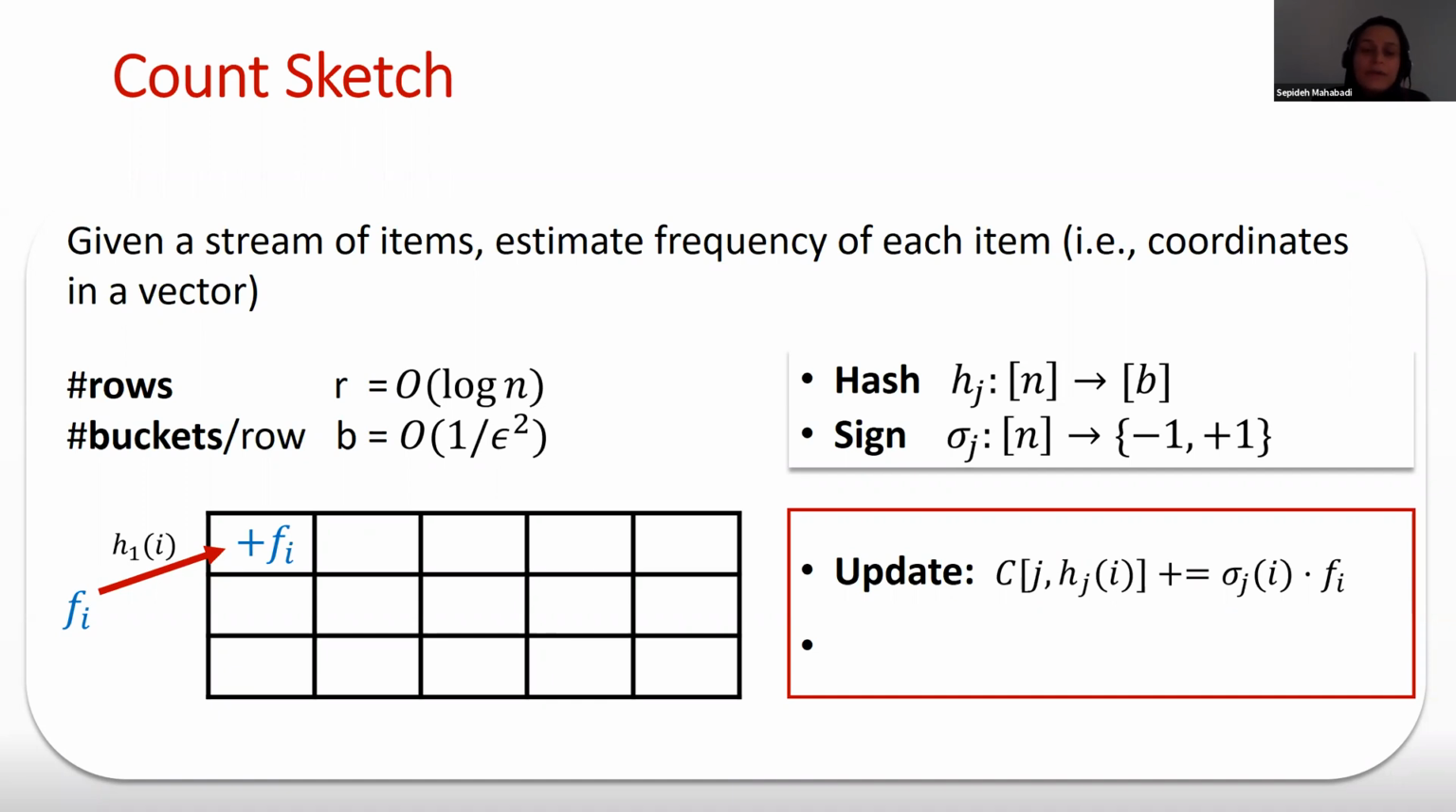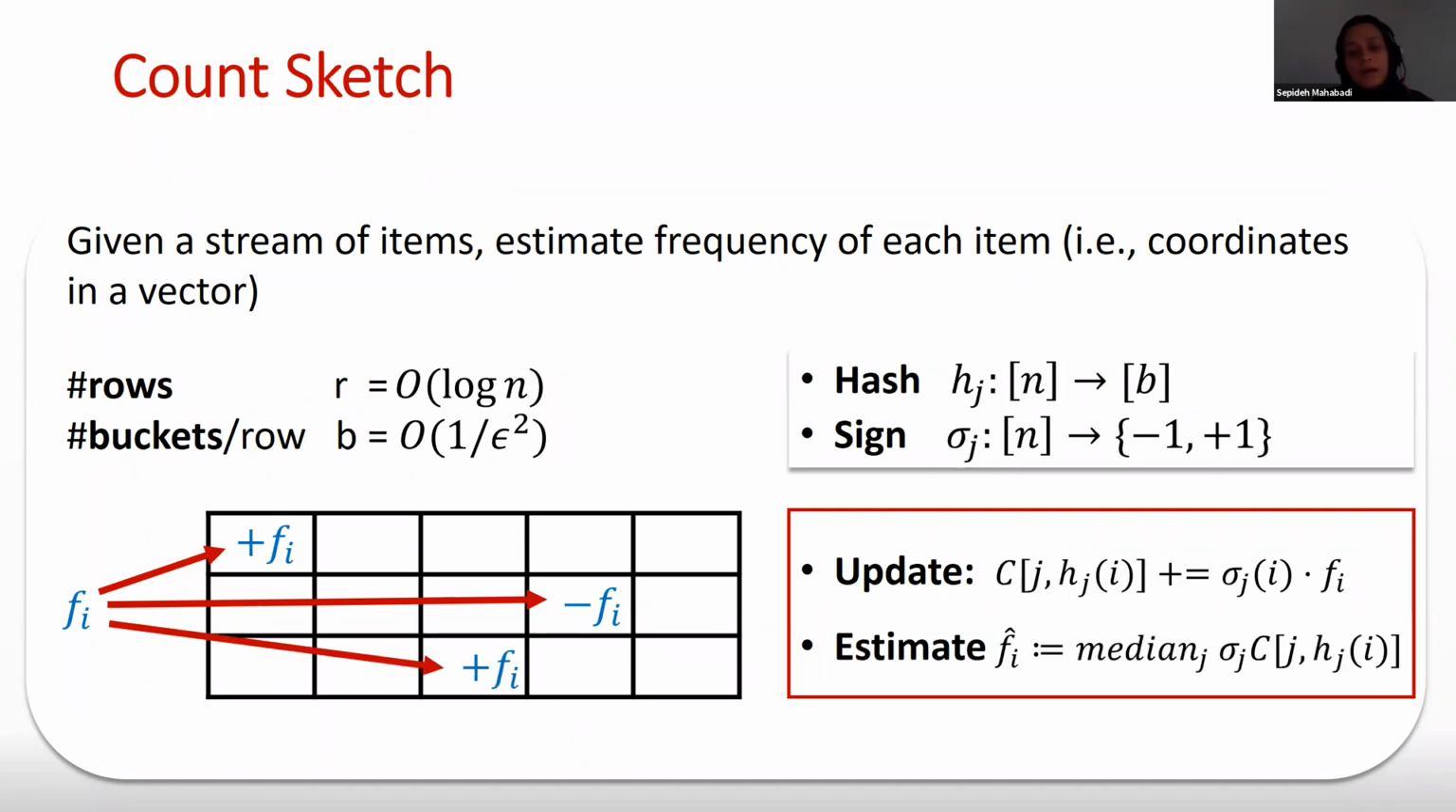Now when a value fi comes, it will be hashed to one of these buckets, and based on its sign, we are going to either add it or subtract it from the bucket. For example, here H1 maps i to the first bucket, and maybe the sign is plus, so we are going to add fi to the content of that bucket. And maybe H2 maps i to the fourth bucket, and maybe its sign is minus, so we are going to subtract fi from the content of that bucket. We continue this. Later on, when we want to estimate fi, we are going to report the median of the estimates we get from the buckets that i is hashed to.